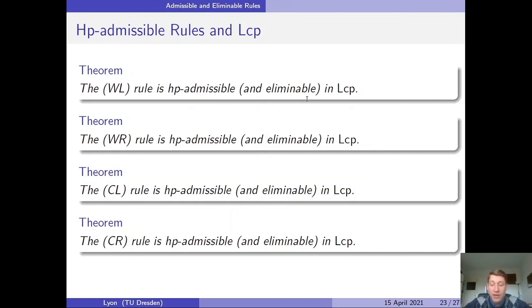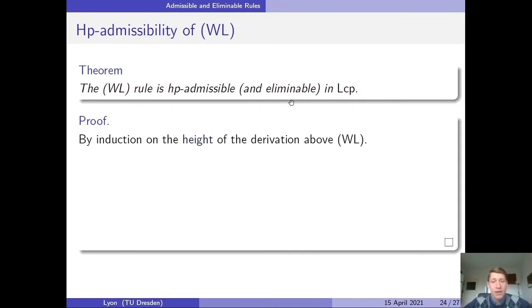So this, again, is one of the benefits of proof theory. I said at the beginning of the talk that proof theory offers a constructive approach. And that's what's nice, that oftentimes when we prove that our calculi or proofs have certain properties, we can extract algorithms from our proofs. So not only do we get the Hp-admissibility of these rules, but also as a corollary, the eliminability of all of these rules. So I'm going to prove the first theorem, that weakening left is Hp-admissible. And then after that, we will be done.